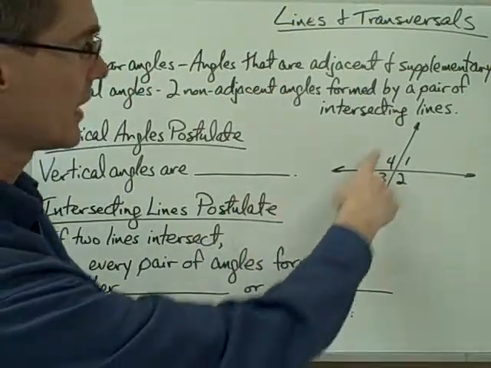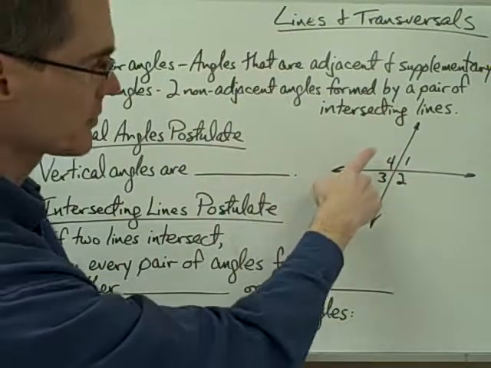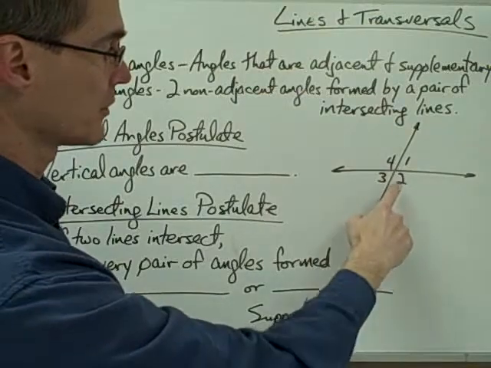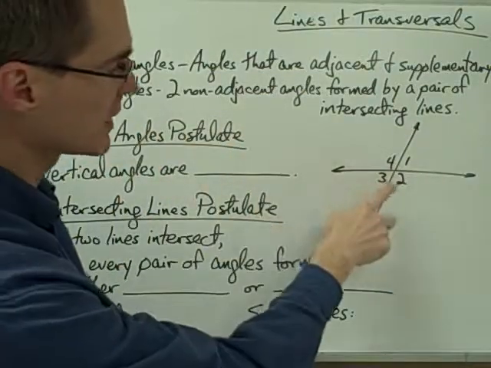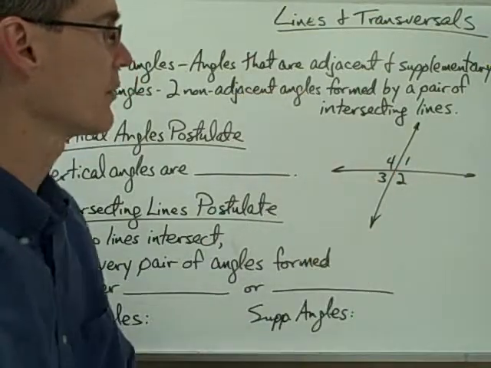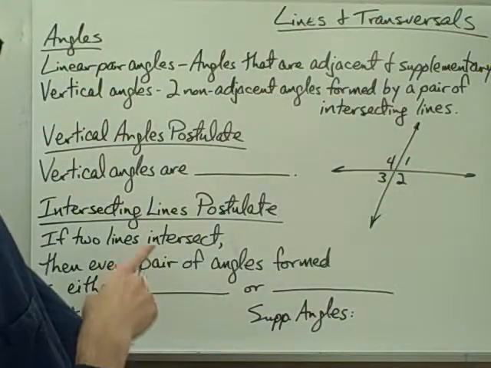And you can see in this little diagram I've drawn here, we've got linear pair angles. A linear pair might be, for example, angles 1 and 4 or angles 2 and 3. Those are both linear pair angles. And vertical angles we can name here also. Angle 4 and angle 2 are vertical angles, and angle 1 and angle 3 are vertical angles. And those are going to come up again a little bit later.